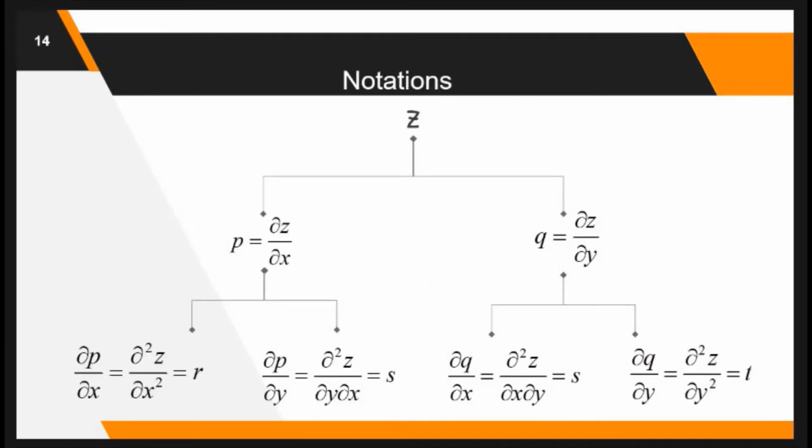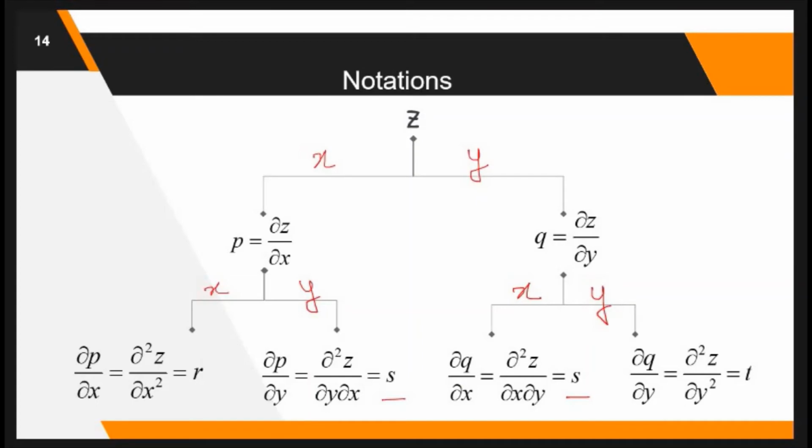Okay, you may notice this slide here. Here z is a function of two variables, say x and y. Now when you differentiate z with respect to x, you will get p. When you differentiate z with respect to y, you will get q. When you differentiate p with respect to x, you will get r. Again differentiate p with respect to y, you will get s. Differentiate q with respect to x, you will get s. q with respect to y, you will get t. See, to find s, you can use either this or this method. Both are one and the same.